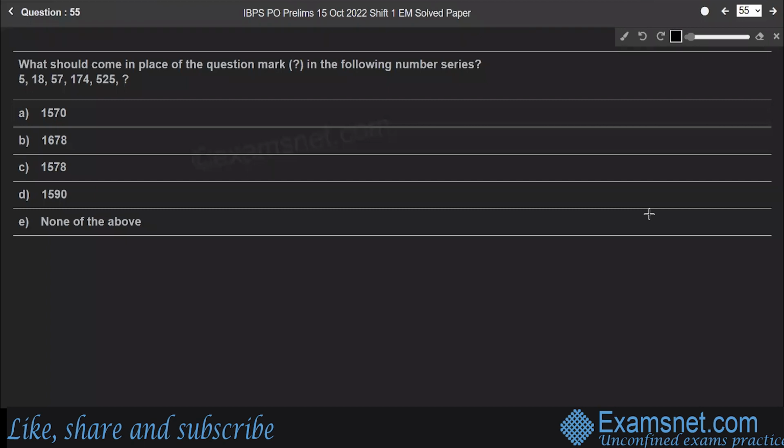Question 55. What should come in place of the question mark in the following number series? Here, the first number is 5 and the second number is 18. So, 18 is obtained when the first number, 5, is multiplied by 3 and 3 more is added to the product. 5 into 3 is 15, and 15 plus 3 is 18.